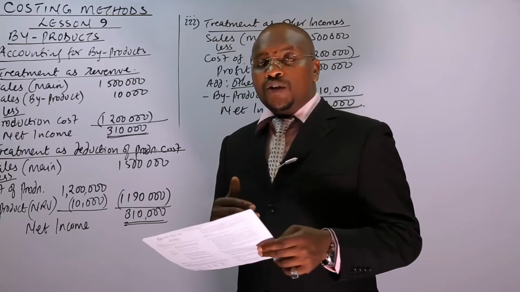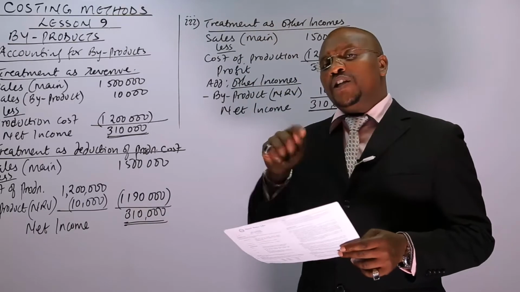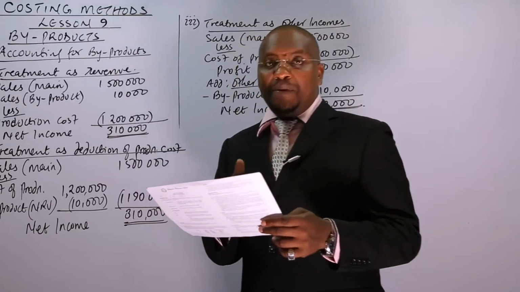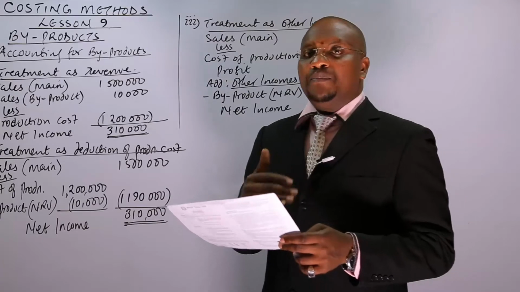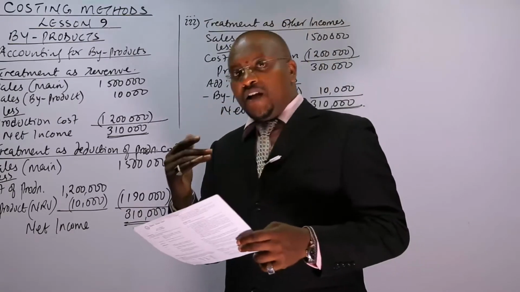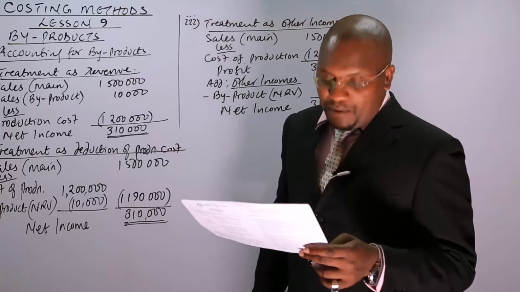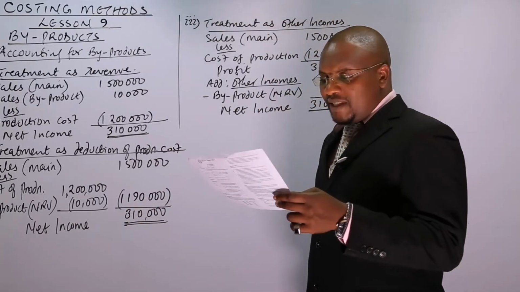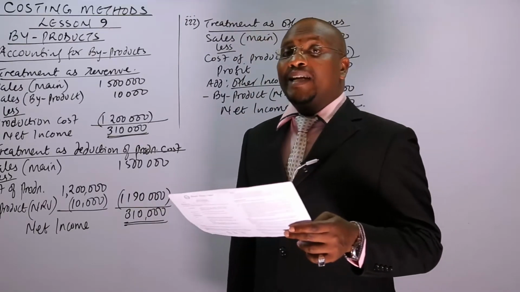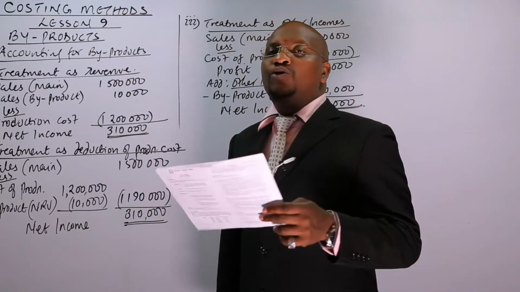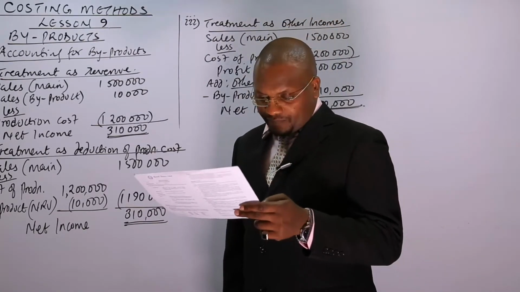Otherwise, if normal loss had not been subtracted, then normal loss being 20%, the output of product A, B, C would have been 80%. But as long as it's giving us 100%, that means you first of all deduct the normal loss, then what you get as the good production, you now share to product A, B, C. And because there is no actual loss reported, then we take the expected loss as normal loss as the actual loss. So there is no abnormal gain, no abnormal loss.